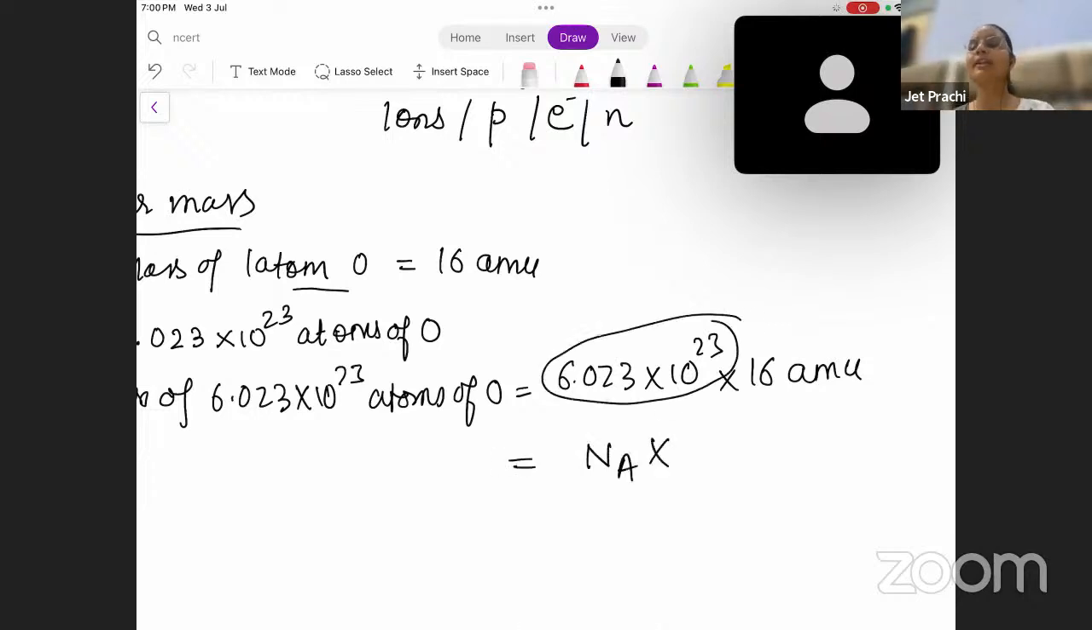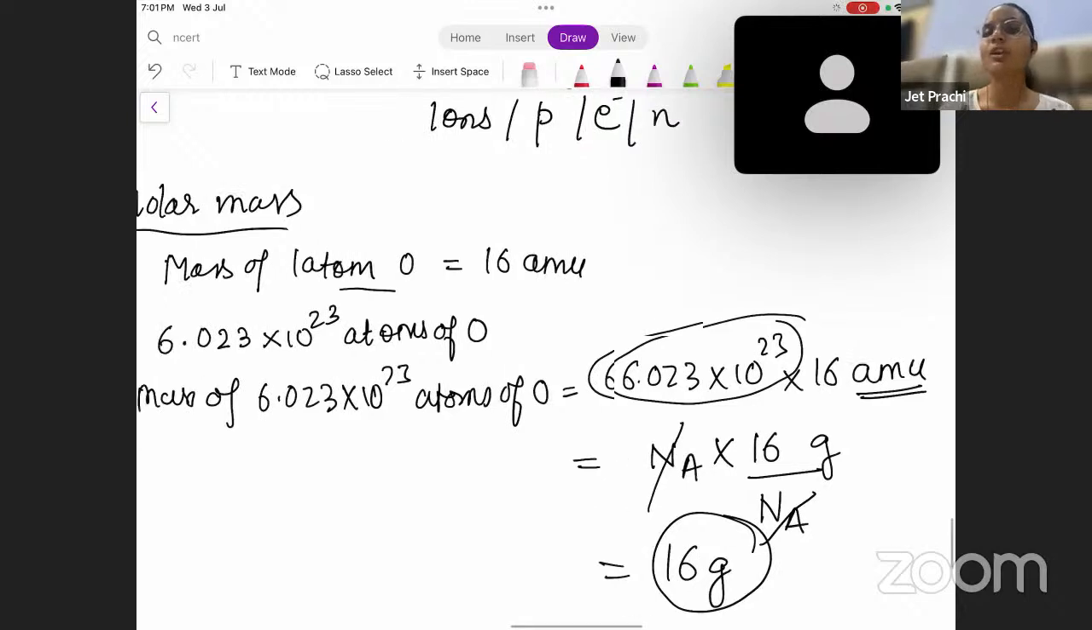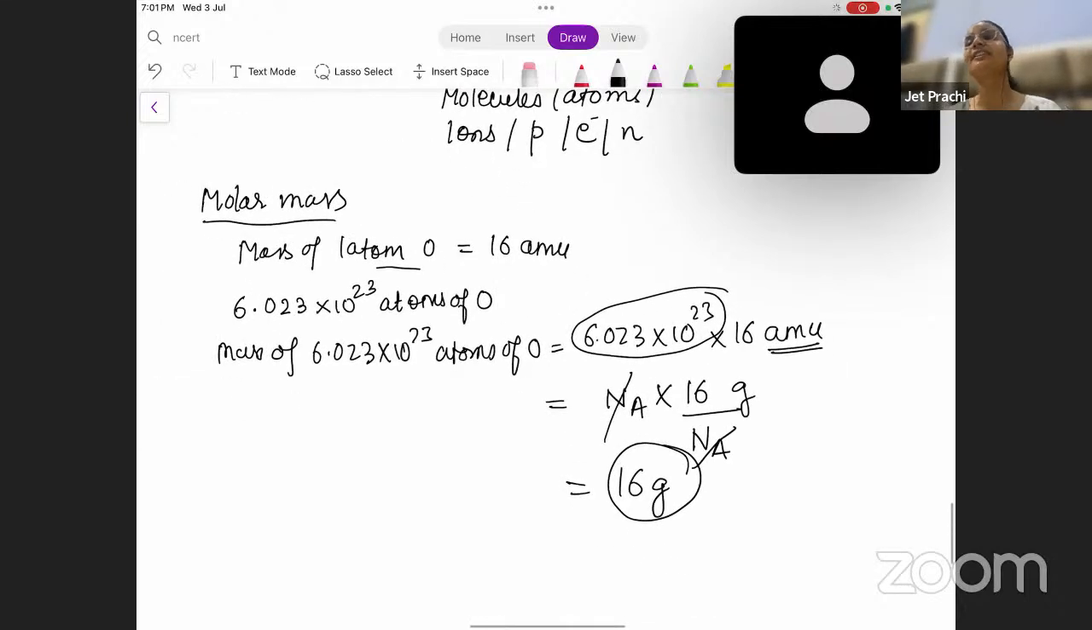And also, what did we learn? This AMU can be written as 1 upon Na. And here we will have grams, right? So I have converted 1 AMU to grams. So from here, what I'll get is that the molar mass of oxygen will be 16 grams, right? The molar mass of oxygen will be 16 grams.